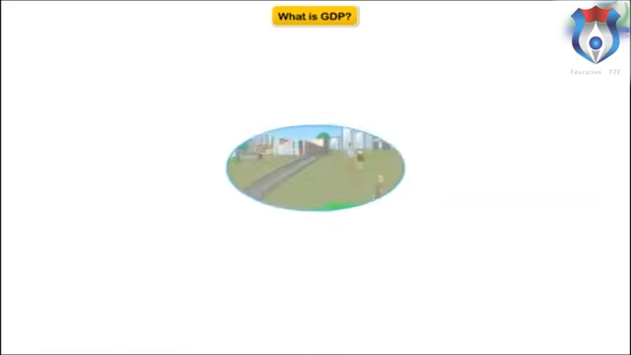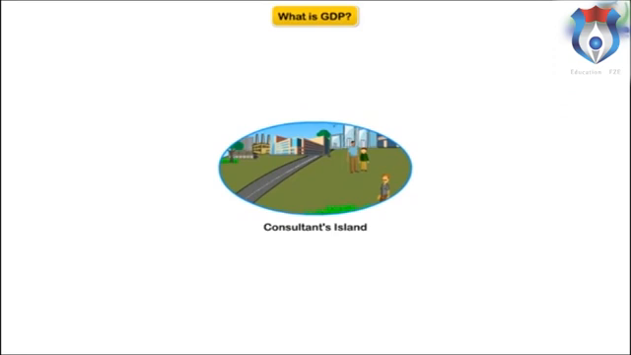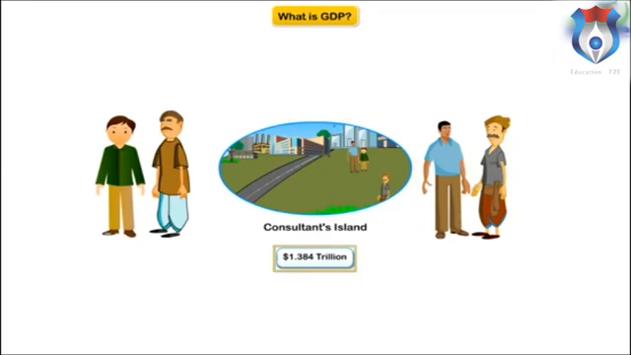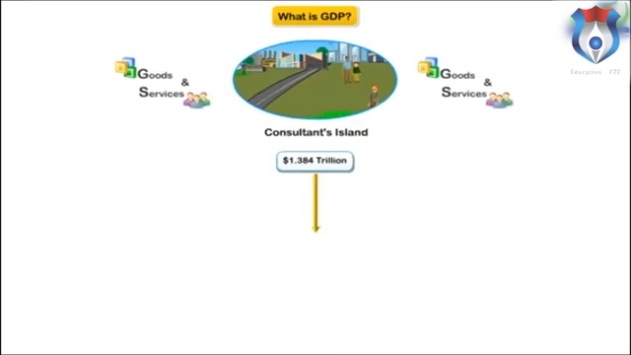Let us see more in detail about this number in my island. Last year, it was $1.384 trillion. In other words, last year, people living and working in our island have produced $1.384 trillion worth of goods and services. That dollar amount, $1.384 trillion, is what we call the gross domestic product.